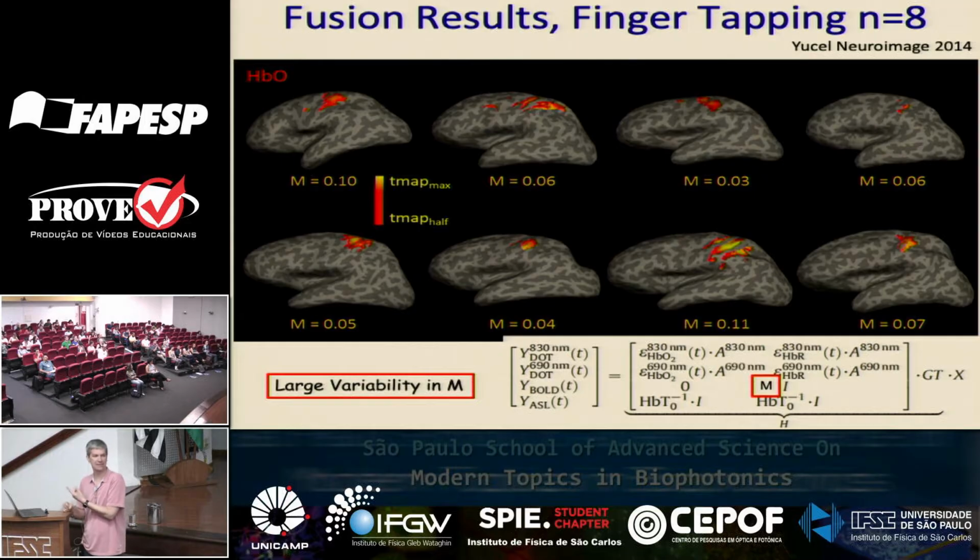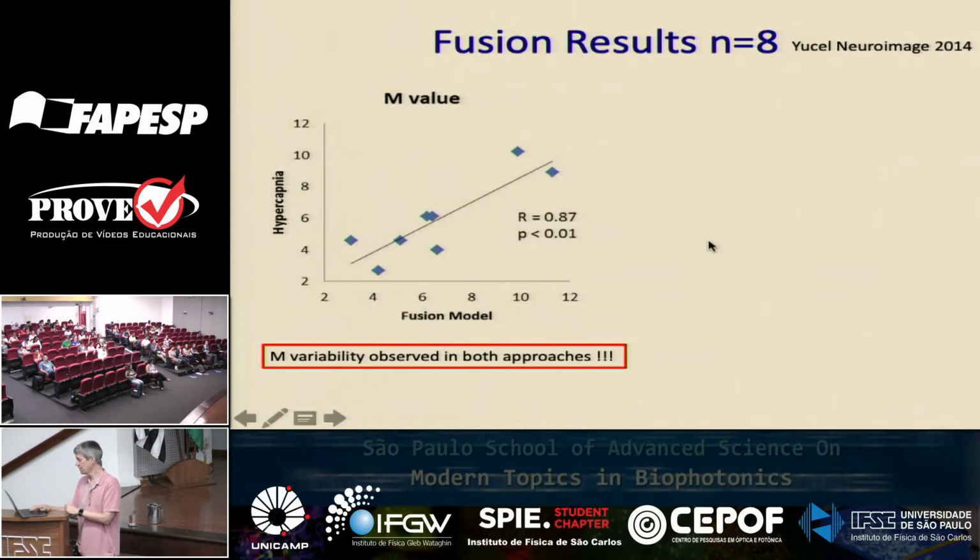It depends. M depends on the blood volume fraction, and we know that varies all over the brain, right? M also depends on the oxygen extraction fraction, which could also be varying across the brain, right? So it was no surprise to us to see this large variability. But we wanted to compare it with the hypercapnic calibration, which is the standard way, and we were very pleased to see that there's a very strong correlation between the standard MR measurement of calibration against our fusion model, right? So this is giving more confidence in just using fMRI and hypercapnic calibration to calibrate your BOLD fMRI signal, right?